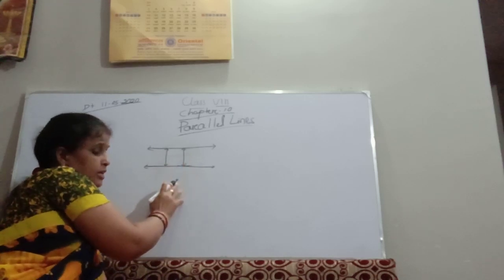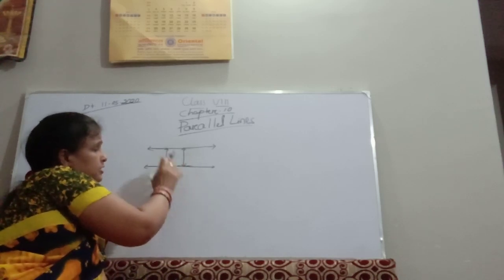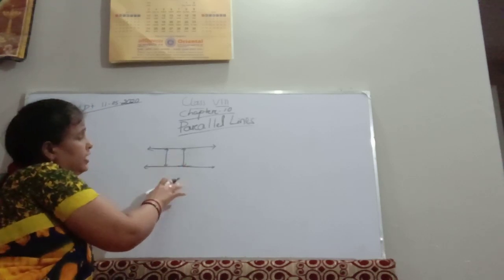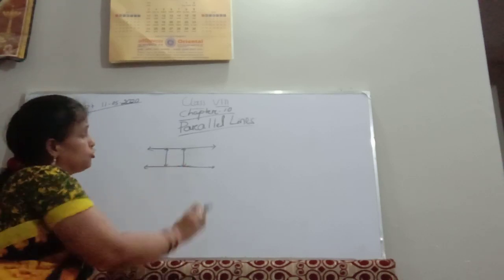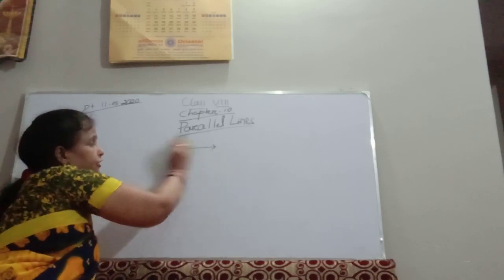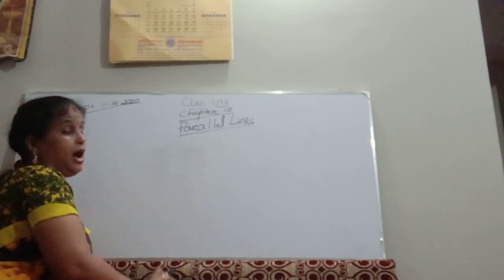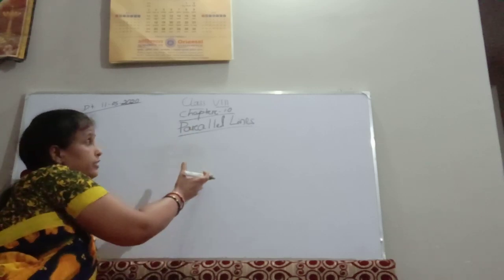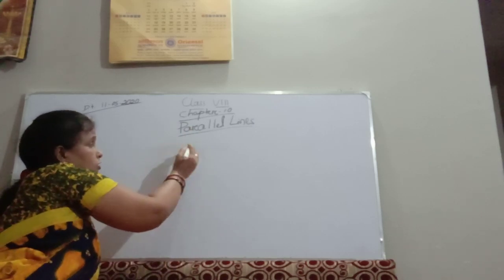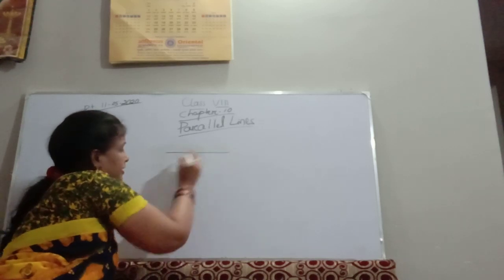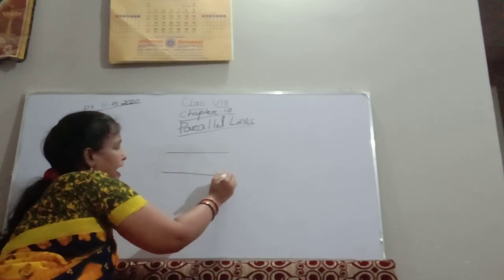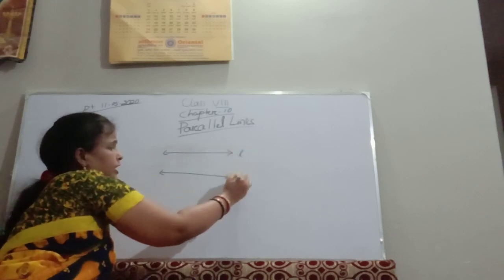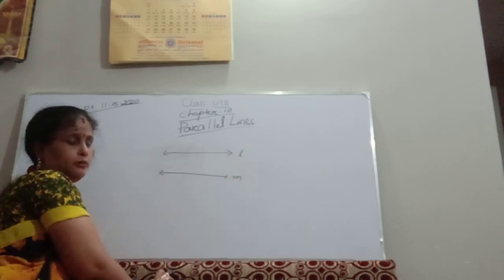Another condition: visually you understand these two lines are parallel, but geometrically, graphically, or by the proof method, how will you prove the two lines are parallel? Suppose I draw two lines like this, and suppose this is L and this is M. These two lines will be parallel.